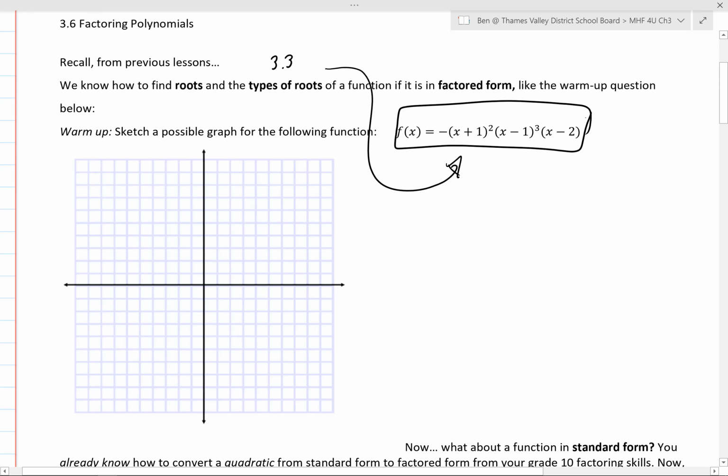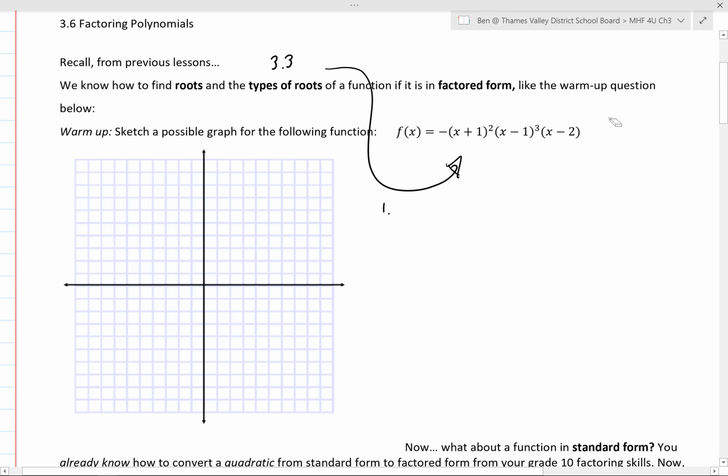If I'm taking a look at this, I can analyze. First, I can take a look at the degree of my polynomial here. I have a 2, I have a 3, I have a hidden 1 there. I can add up those degrees. The degree of this polynomial equals 6.